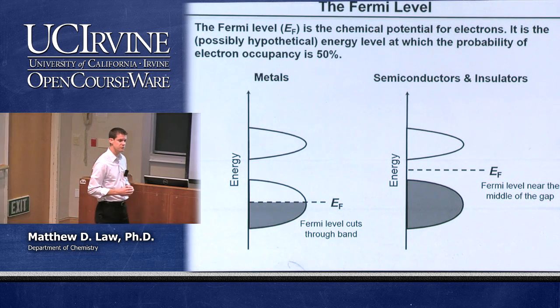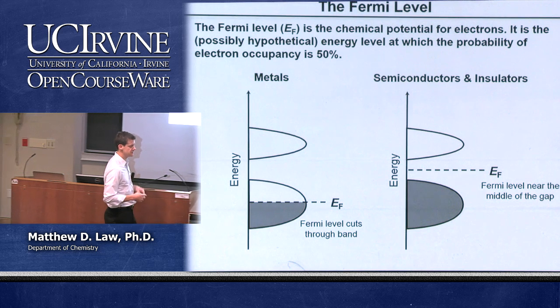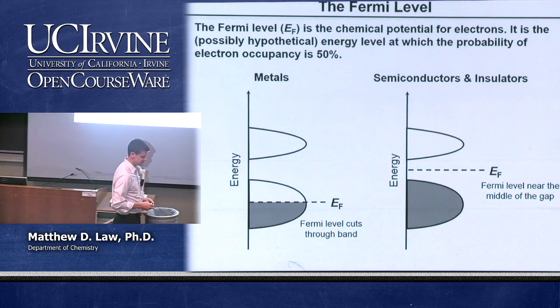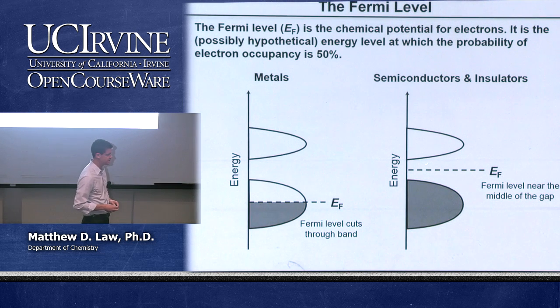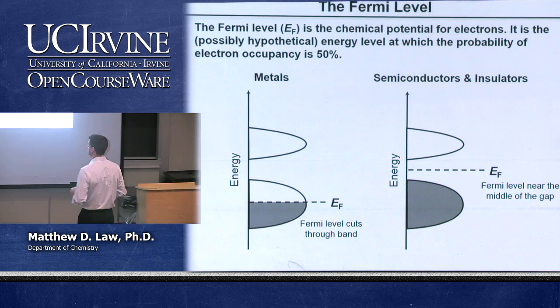And so this is our Fermi level for a metal. Right? It cuts right through one of the bands. That's another way of describing a metal. It's a material in which the Fermi level cuts through a band and not a band gap. Okay? An insulator is a little bit different, right?